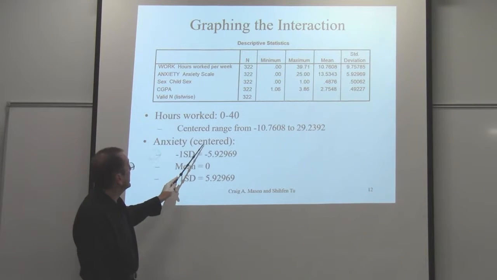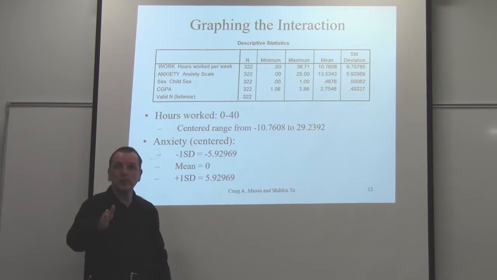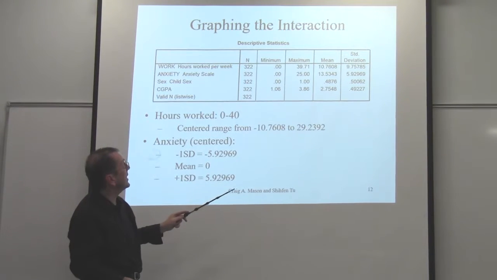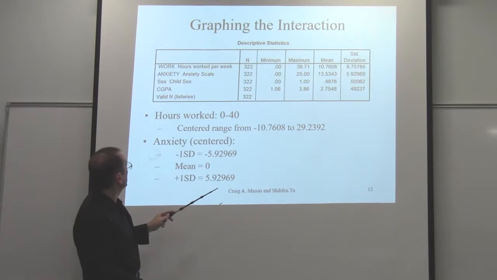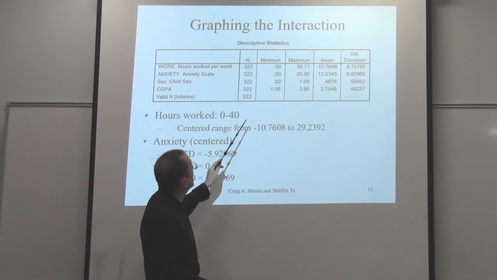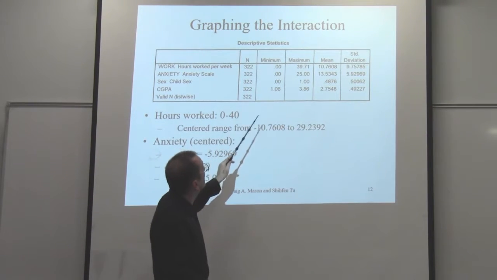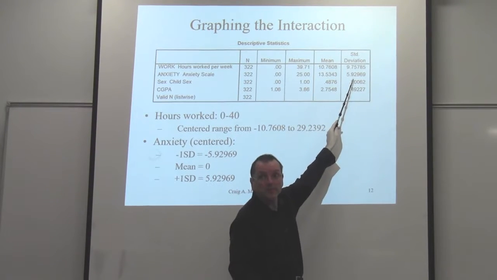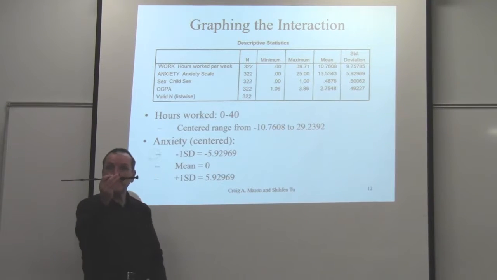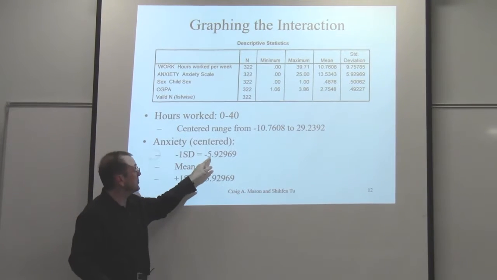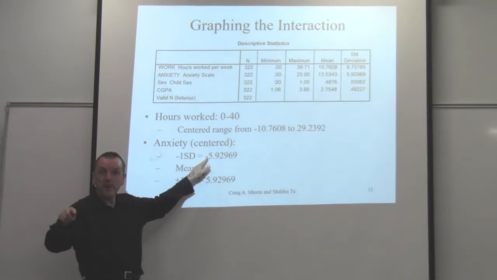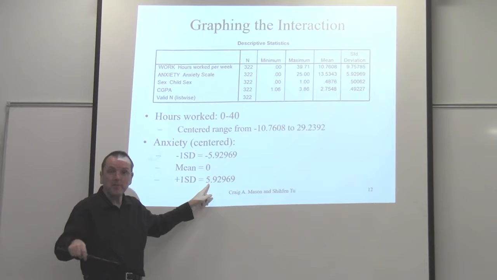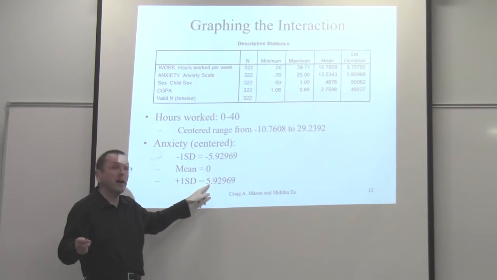For anxiety, centered, well, we know the average for the centered anxiety is 0 because we centered it. And one standard deviation above the mean is going to be, well, what's the standard deviation for anxiety? Oh, there it is, 5.9. So being I've centered anxiety, one standard deviation below the mean for anxiety is -5.9. The mean anxiety is 0. And one standard deviation above the mean on anxiety is +5.9.